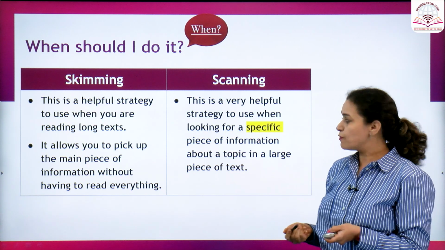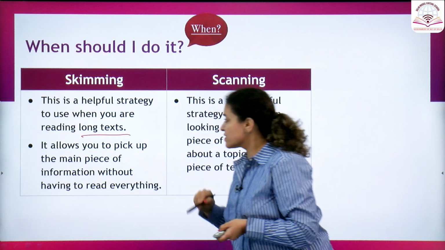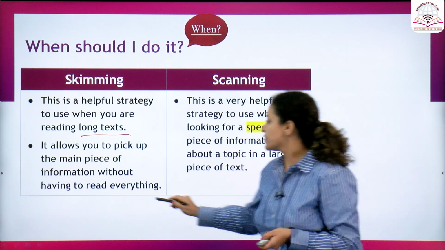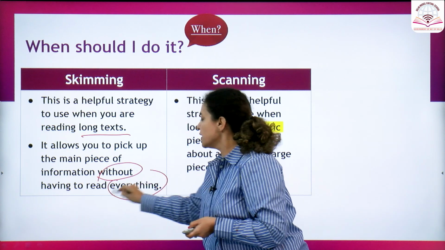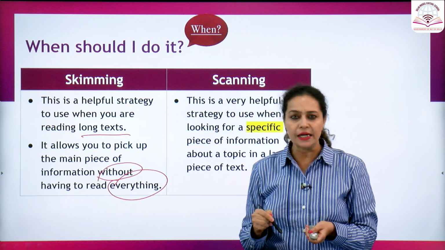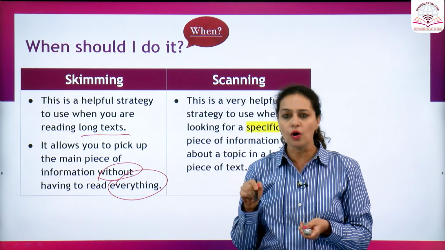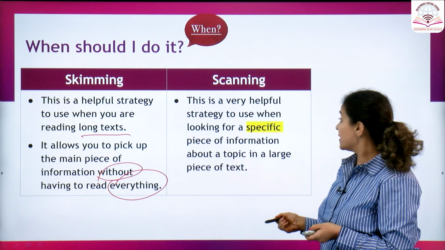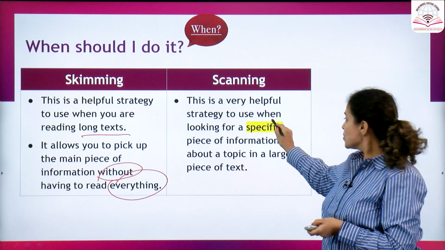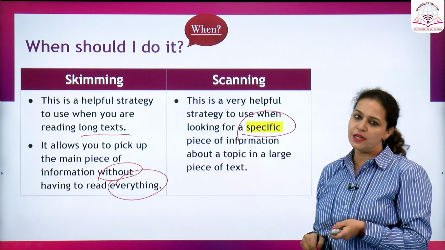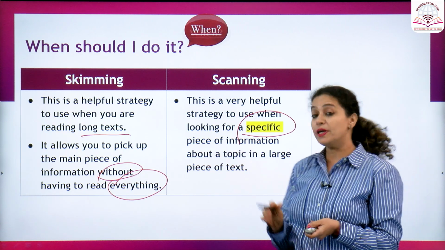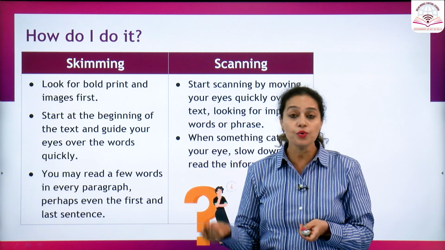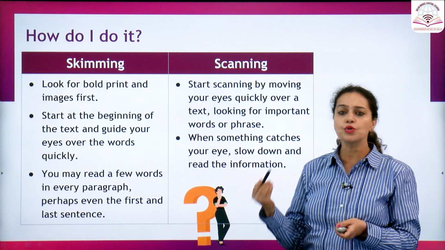Skimming is really very helpful when you are reading long text, and it allows you to pick up the main piece of information without having to read everything. When you just want to have the main idea without getting into the depth of the text, we use skimming. And what about scanning? Scanning is again very helpful to use when you're looking for specific piece of information about a topic in a large piece of text. Now, how do we do this? How do I do skimming? How do I do scanning?